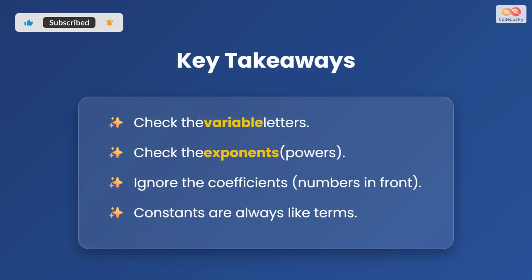To wrap up, remember these 3 rules. 1. Check that the variable letters match. 2. Check that the exponents match exactly. And 3. You can ignore the coefficients when deciding if terms are alike. If you follow these steps, you will never get them mixed up.